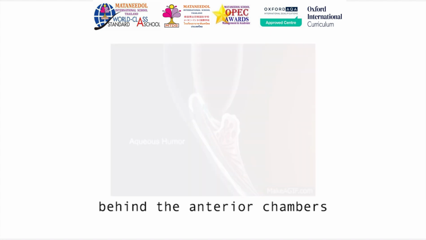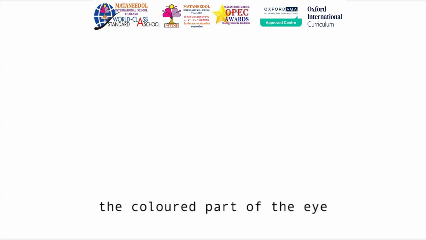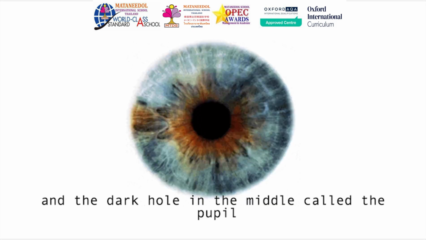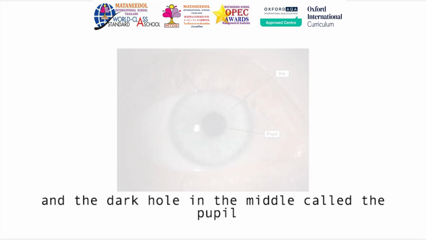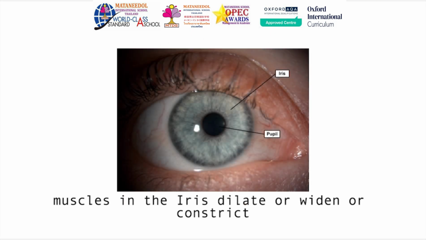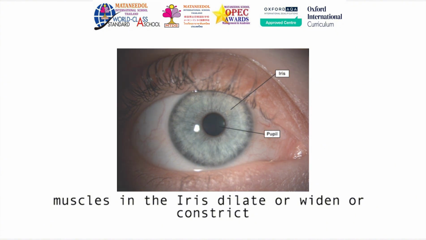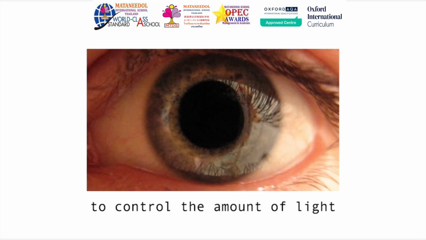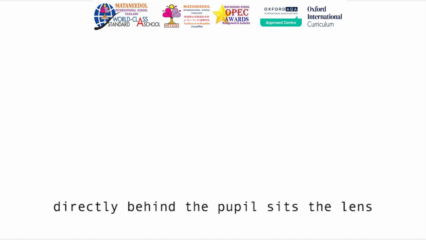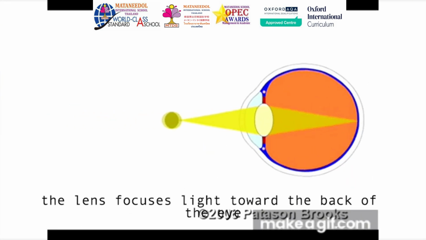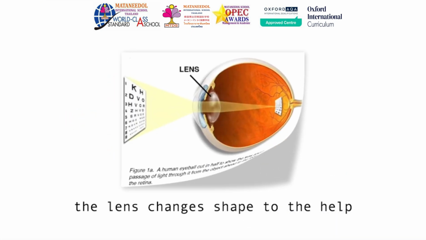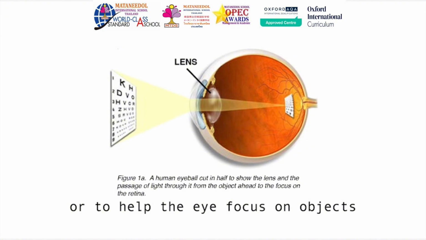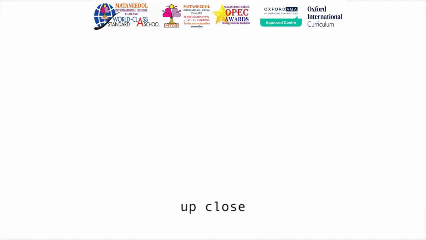Behind the anterior chamber is the eye's iris, the colored part of the eye, and the dark hole in the middle called the pupil. Muscles in the iris dilate, or widen, or constrict, narrow, the pupil to control the amount of light reaching the back of the eye. Directly behind the pupil sits the lens. The lens focuses light toward the back of the eye. The lens changes shape to help the eye focus on objects up close.